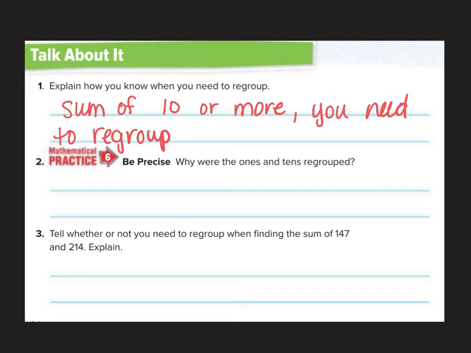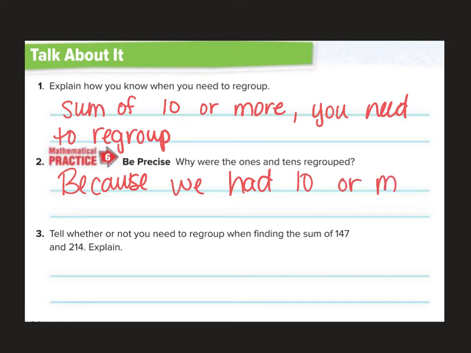Why were the 1s and 10s regrouped? Because we had more than 10, right? We had, well, not more, we had just 10. So we had 10 or more and could regroup, right? Because it's easier, like I said before. If I have 10 ones and I put them together and I can make 1 10, that's a lot easier to carry around 1 10 than 10 ones, right?